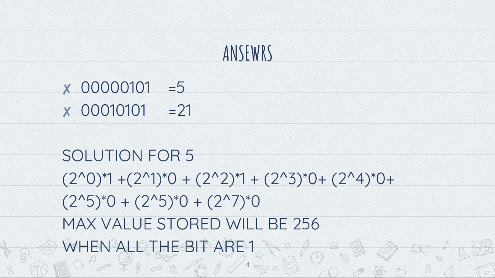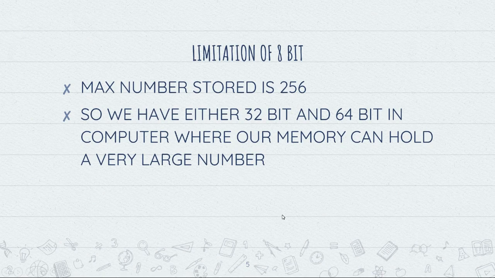This is the 8-bit form because we have taken 8 bits. But you can see that the maximum value that can be stored in this 8-bit form is 256. When we replace all these bits by 1, that is, all bits are 1, you will see that the sum is 256. So what is the limitation of 8-bit? The maximum number that can be stored in 8-bit is 256.